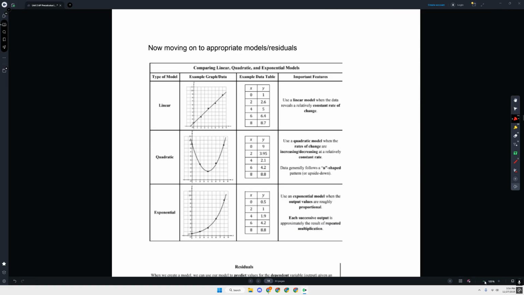And now on to appropriate models and residuals. So we have 3 types of graphs we've learned so far: the linear, the quadratic, and the exponential. A linear model shows a constant rate of change. A quadratic model shows rates of change that are either increasing or decreasing at a constant rate, and they usually follow a U-shaped pattern. And exponentials show an exponential model where output values are roughly proportional, and each successive output is the result of repeated multiplication.